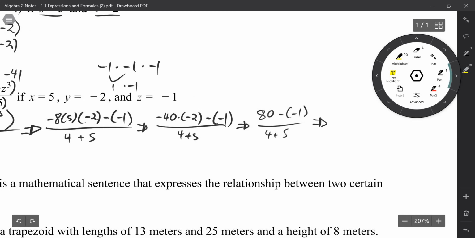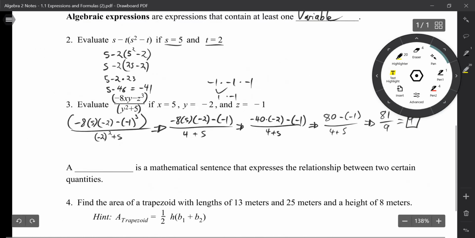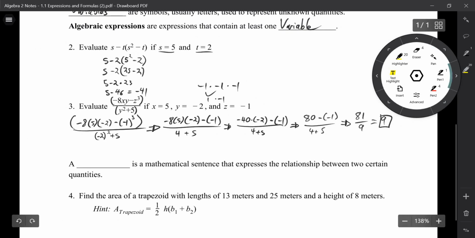Now, if we subtract a negative, that's the same thing as adding. So we're going to get 81 over 9. 81 over 9 is 9. And we are all set. We've got one more problem and one more piece of vocab, and we'll wrap it all up.